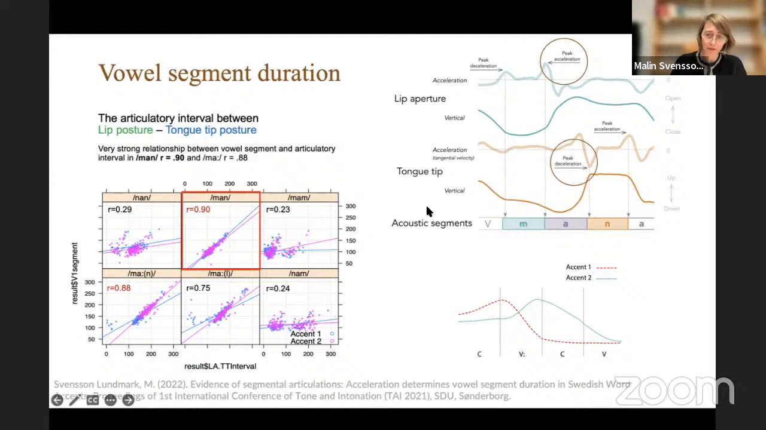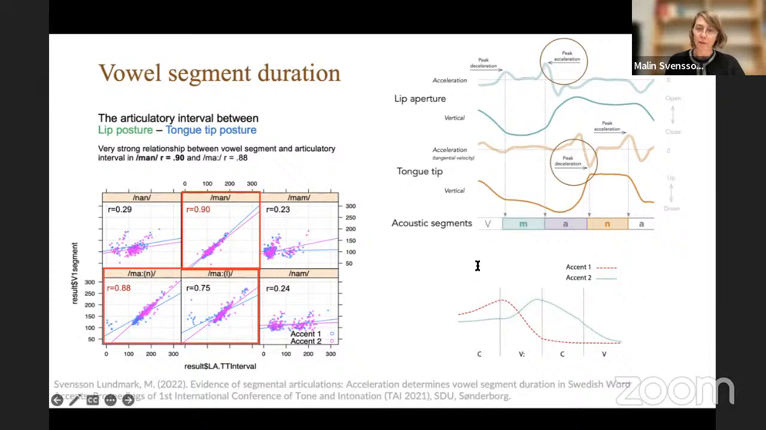This is also quite a good relationship strength for word accent pairs starting with man and mal. And these are long vowels, so you can see here, at least for one of them, the word accent 2, the rising tone condition, has a longer vowel. But the relationship between the acceleration peaks and the segment transitions is still there. There are some outliers though.